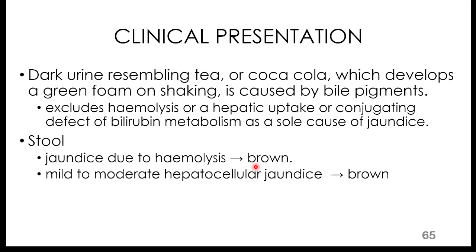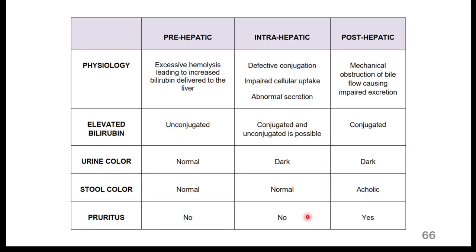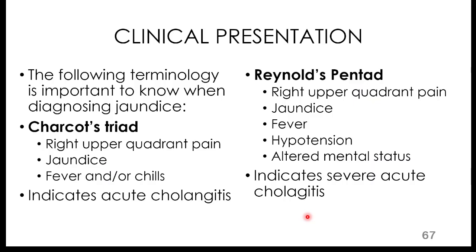Yes, the urine, as I said earlier, may be as dark as tea or as Coca-Cola. Okay, the stool may be brown, maybe light clay colored. Now, so these are some differences between the pre-hepatic, intra-hepatic, and post-hepatic jaundice. Okay, we'll not dwell on this.